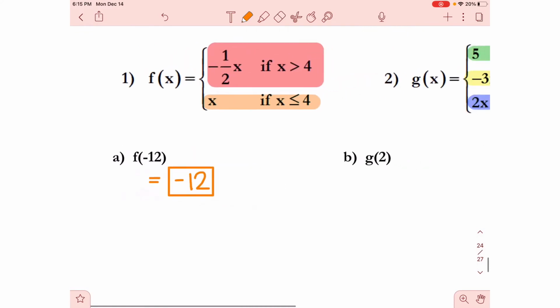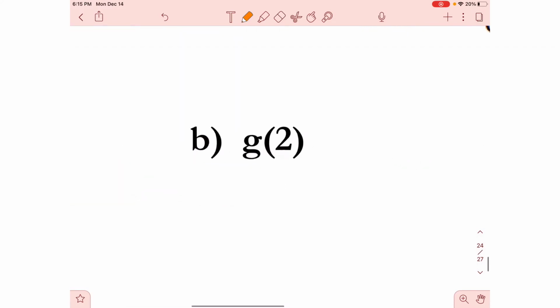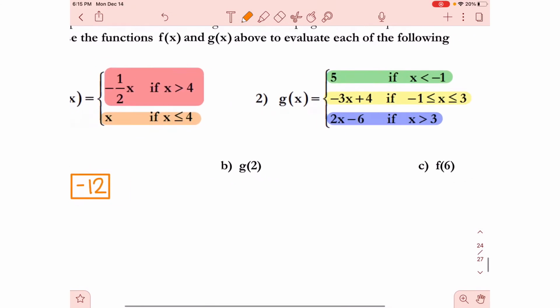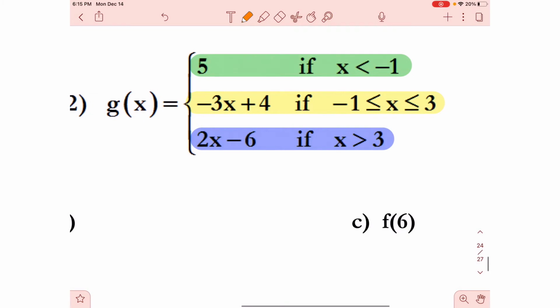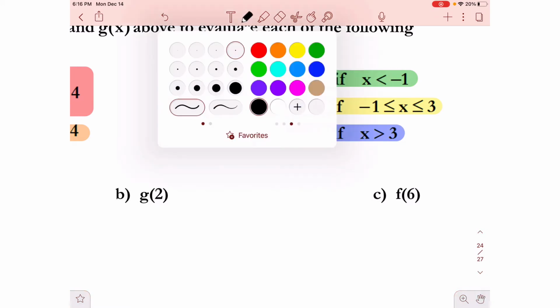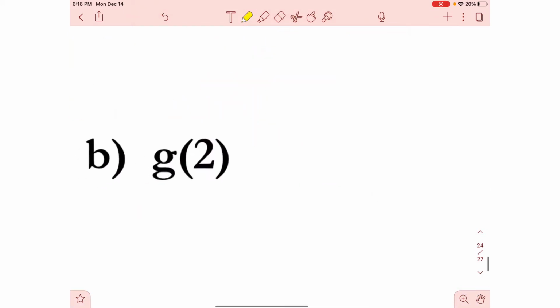Let's go on to the letter B. This is g. So now I'm going to decide which part of the g function this goes into, g of 2. So g has 3 sections, and let me kind of explain these. The green is when x is less than negative 1. The blue is when x is greater than 3, but the yellow is when x is between negative 1 and 3. And that's what happens with this one. 2 is between the numbers negative 1 and 3. So this one goes into the yellow.